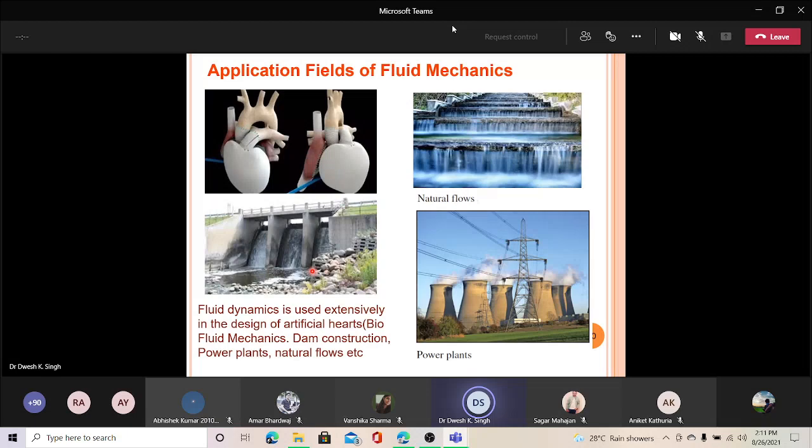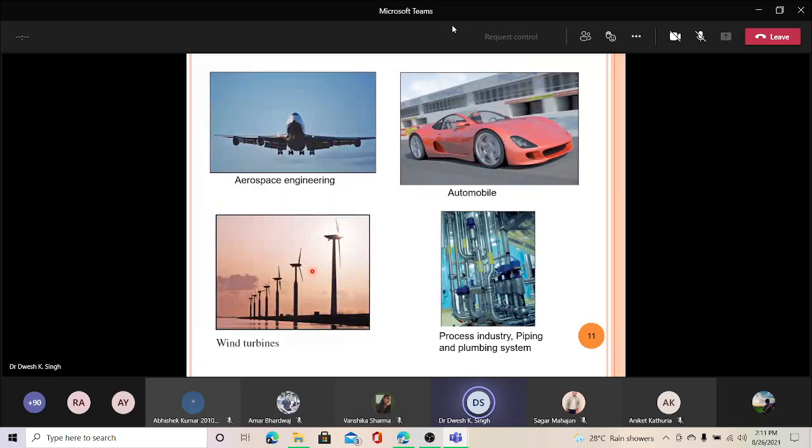And here, yes, the power plants and then aerospace, automobiles, process industry, meaning chemical engineering. I think fluid mechanics is also studied in the chemical engineering department. Some parts are different, but I think 70-80% of the syllabus will be the same, you will find. And then wind turbine.